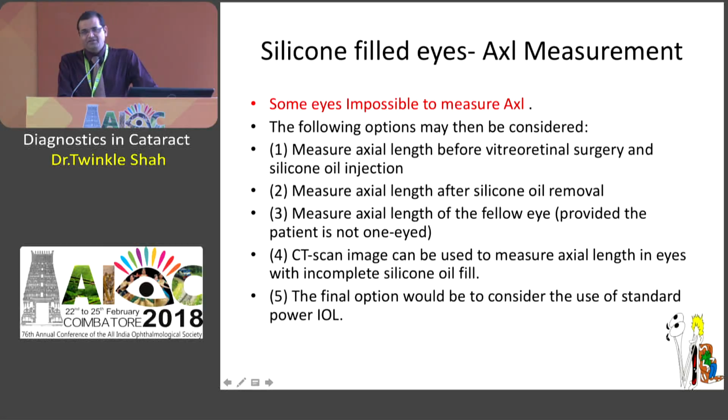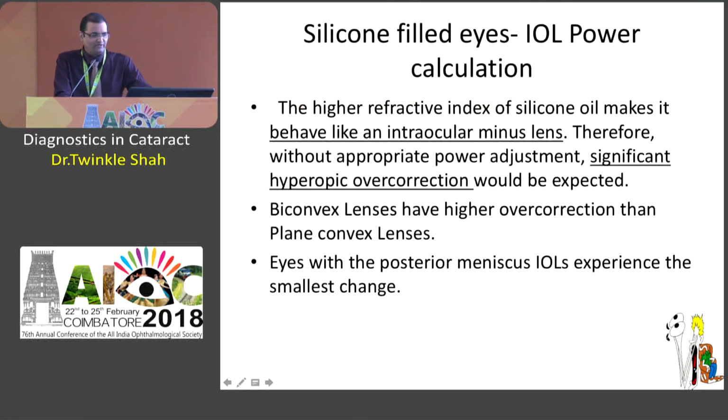So for a patient who is undergoing retina or vitreous surgery, they should have a first axial length measurement, because the majority of these patients undergo cataract surgery in the very near future. So it is better to have optical biometry before that. Silicone oil removal and then doing the cataract surgery is also one of the better options. Using the fellow eye is also one of the good options, or a CT scan image, and the last option is to put a standard IOL.